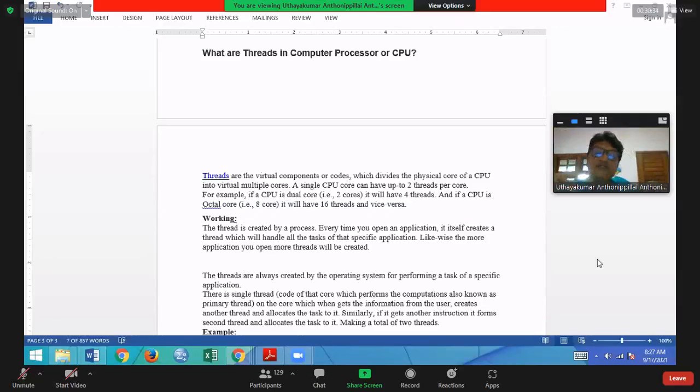Nowadays, the dual core is available and octa-core is available. Not only dual core and octa-core, hexa-core is also available, right? Hexa means 16 core. Then it can manage 32 threads, right? So maybe depending on the CPU speed, the computer can manage the rest of the stuff, right?